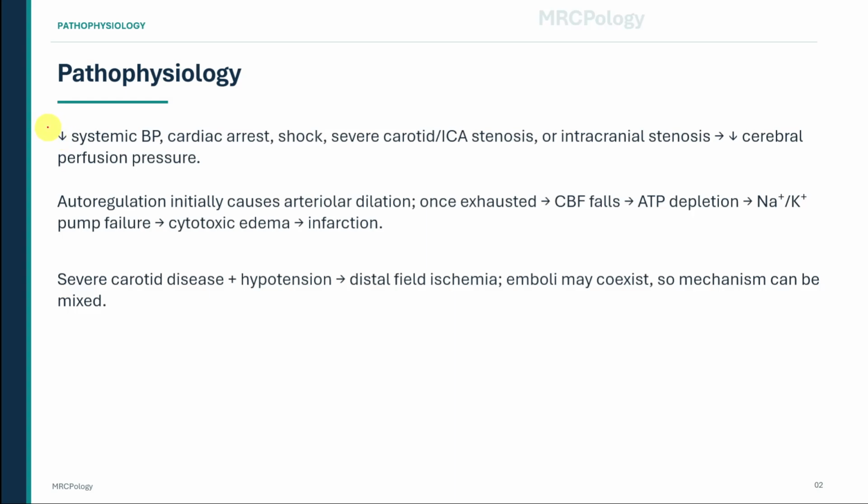Cerebral perfusion pressure falls when systemic blood pressure drops, or when a major upstream vessel is severely narrowed or occluded. Normally, the brain protects itself by autoregulation. Arterioles dilate to maintain cerebral blood flow despite a fall in perfusion pressure. But once autoregulation is exhausted, cerebral blood flow falls. Reduced flow leads to ATP depletion. ATP depletion leads to sodium-potassium pump failure. Pump failure leads to cytotoxic edema. If perfusion is not restored, this becomes infarction.